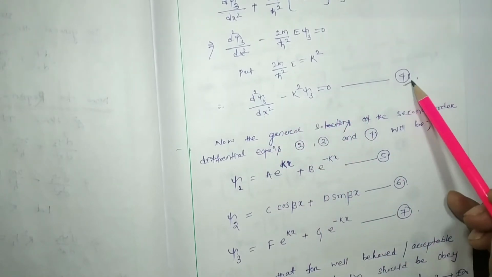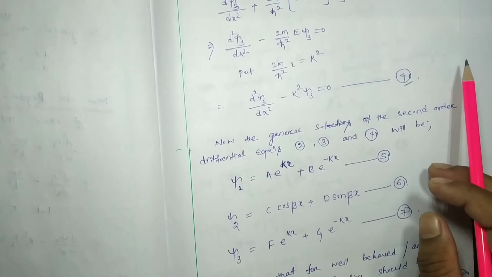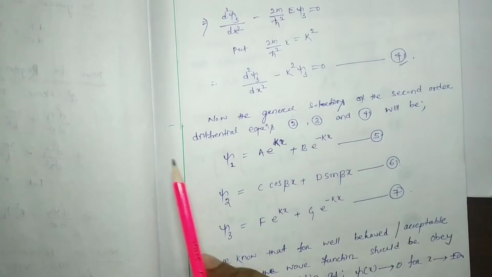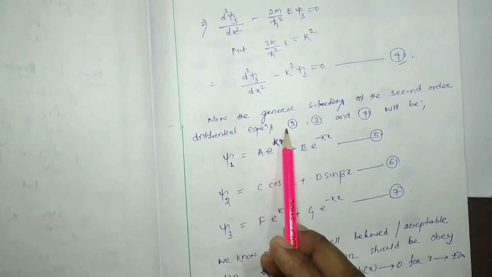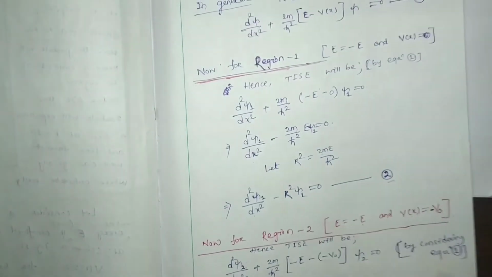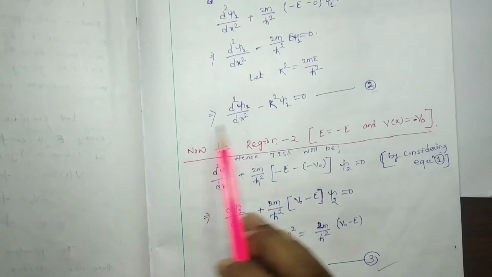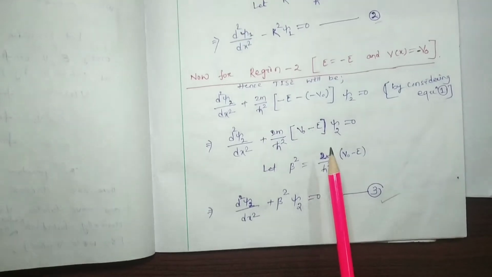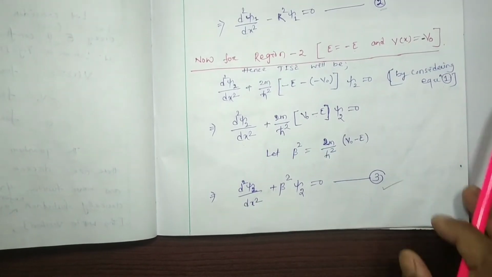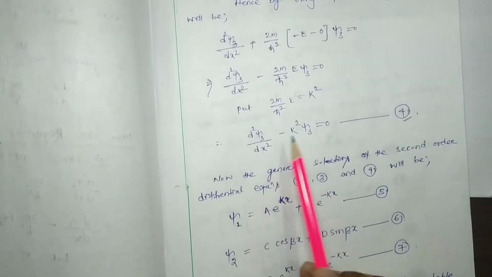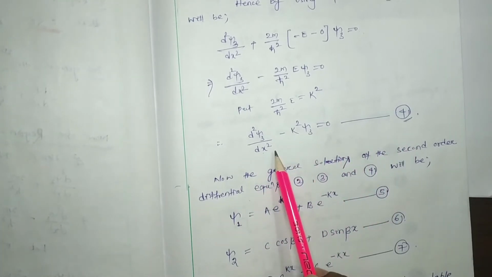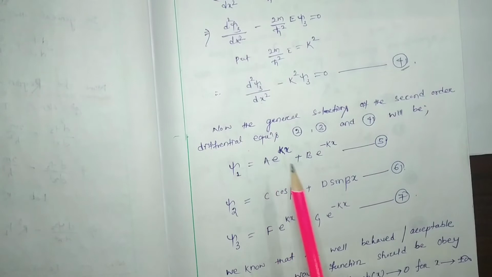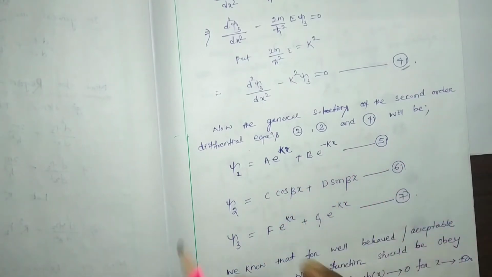Let this equation number be 4. Now the general solutions of the second order differential equations, that is 2, 3 and 4, will be: equation number 2 for region 1, equation number 3 for region 2, equation number 4 for region 3. These are all second order differential equations, and we can find the solution easily because we have encountered this type of equation many times.